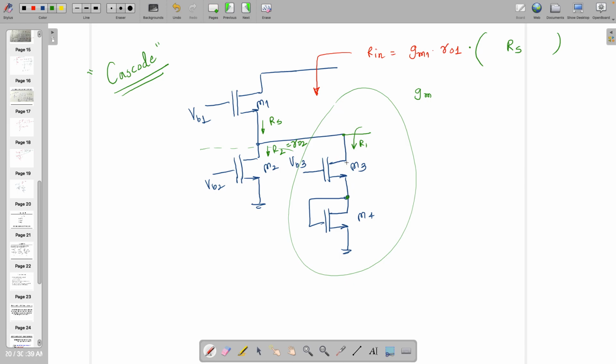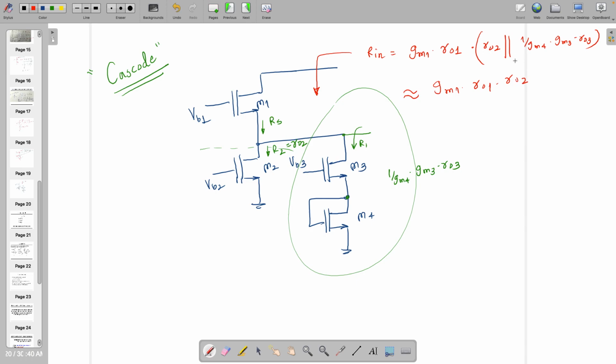So anyway, now tell me. This particular cascode, 1 by GM4 into GM3 into R naught. GM3 RO3, okay, so keep it here. So that gives us GM1 RO1 times RO2 in shunt with 1 by GM4 times GM3 RO3. Of course, if you want to approximate, you can approximate it to GM1 RO1 times RO2.